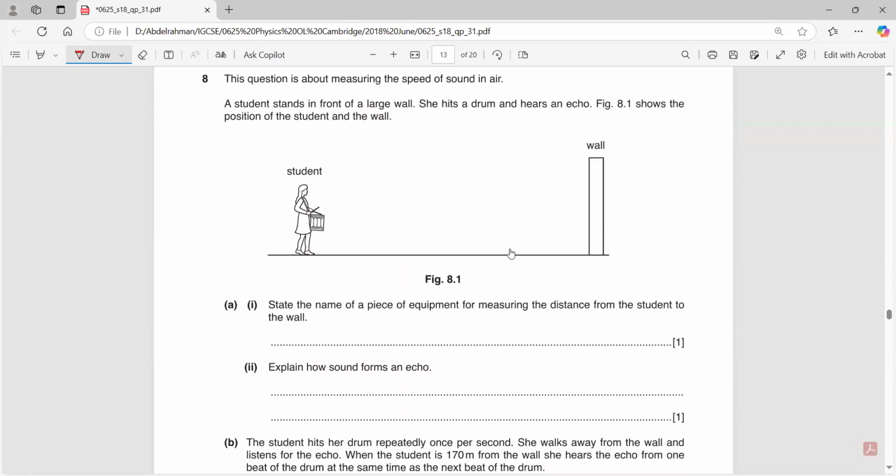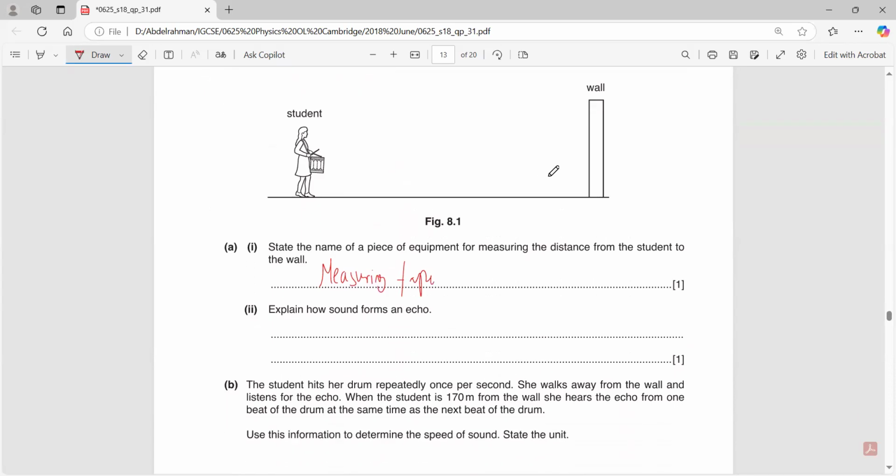State the name of the equipment for measuring the distance. Measuring tape. State how the sound forms an echo. Very easy. It reflects. It reflects off the wall. Yes, it hits the wall and reflects.